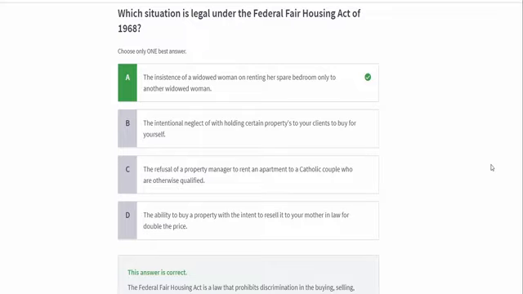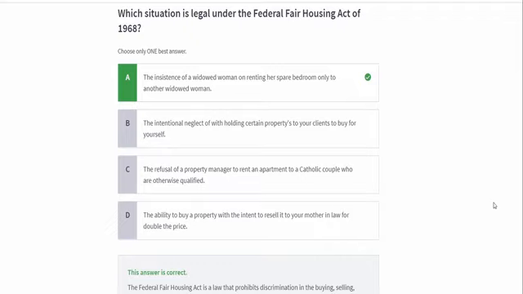So for example, let's look at option D right here. It says the ability to buy a property with the intent to resell it to your mother-in-law for double the price. Guys, that's legal. That's completely legal. You can do that. It's not right. It's probably a little mean, but that's perfectly legal. But it's not specified under the Federal Fair Housing Act of 1968. Nowhere in that act does it discuss selling properties to your mother-in-law for double the price because you don't like them. Nowhere does it discuss that. And that's what you have to understand with these questions.